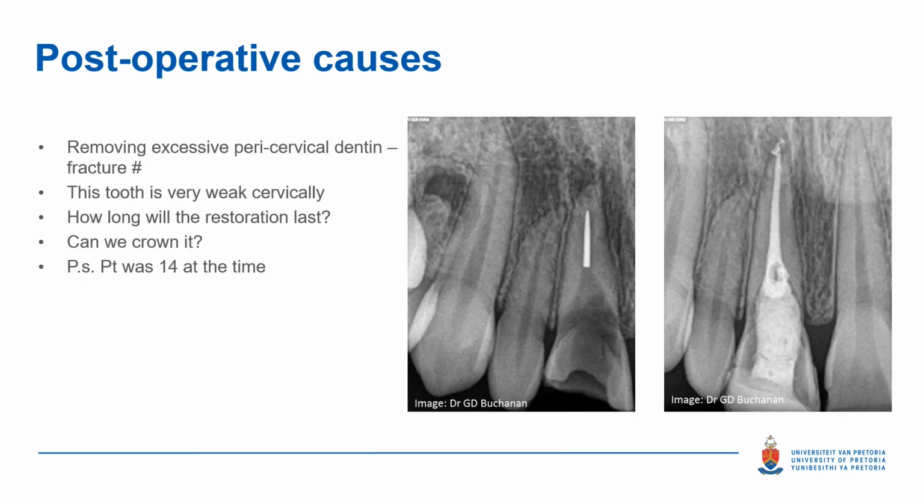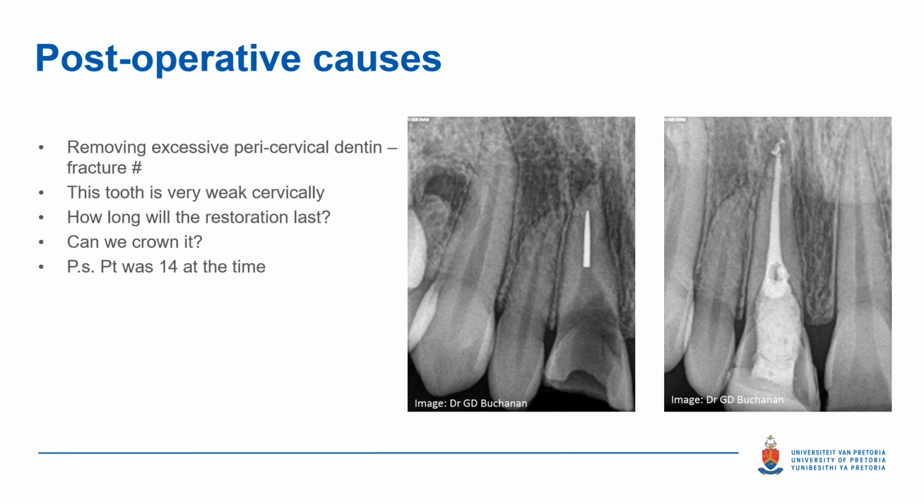Another post-operative cause of failure is removing excessive pericervical dentine structure, and this can lead to fracture of the tooth. This makes a tooth obviously weak in its cervical portion, and then it can fracture and break off easier. So you need to ask yourself the question, if you have a look at a case, how long will a restoration last if I do a restoration on this tooth? Can we crown a tooth?